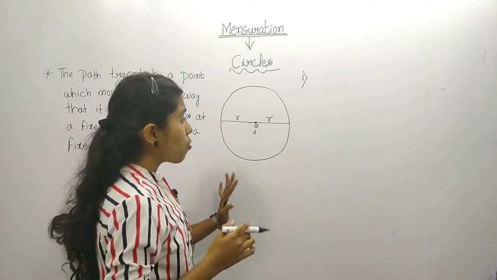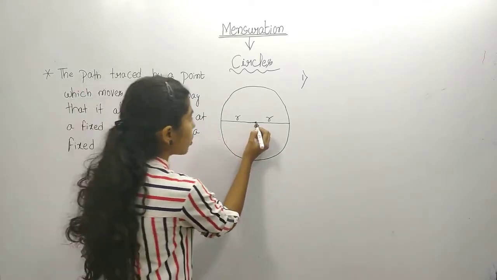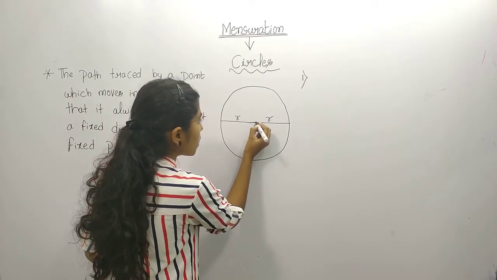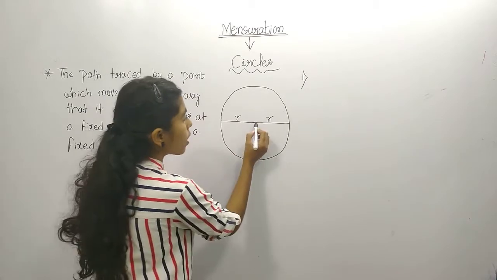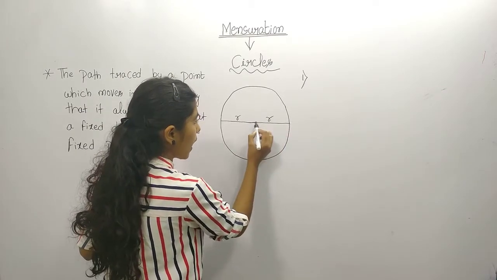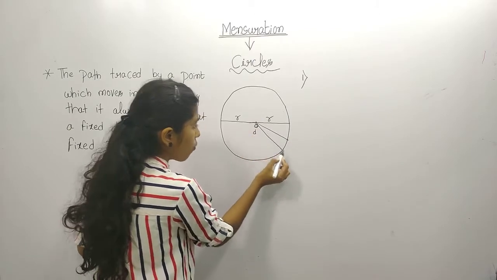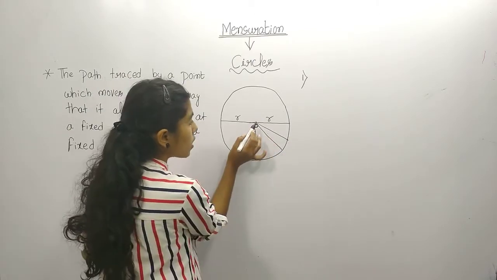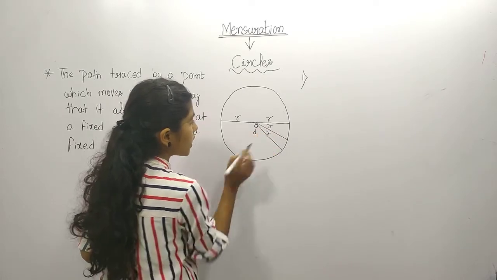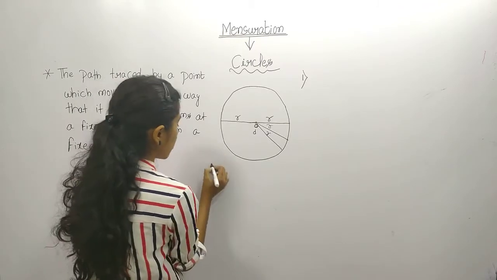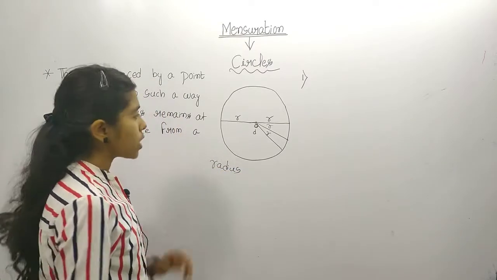Now let's see what the parts of a circle are. Let's come to the first, radius. This is the center. From this center, wherever you draw a line to any point on the circle, from the center to the end of the circle, it is called the radius. It is the radius of this circle.